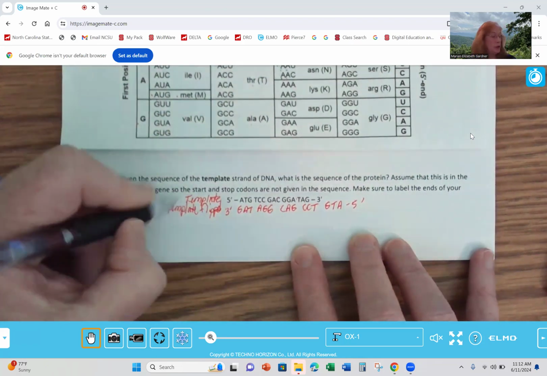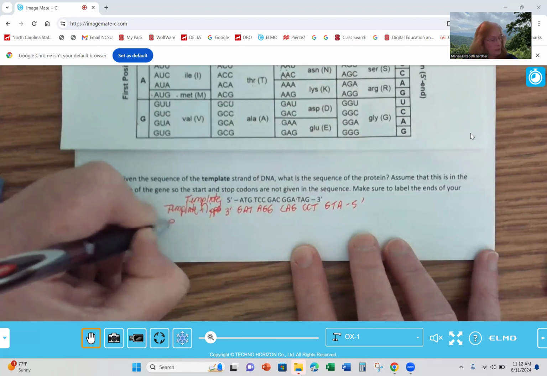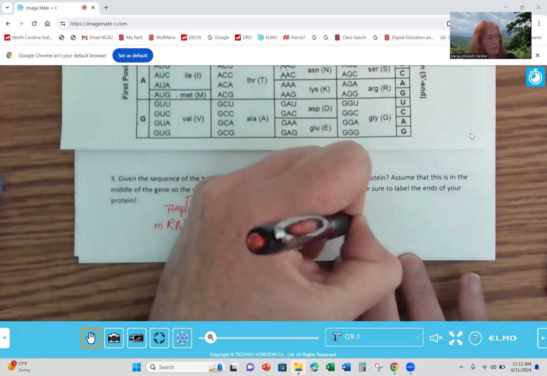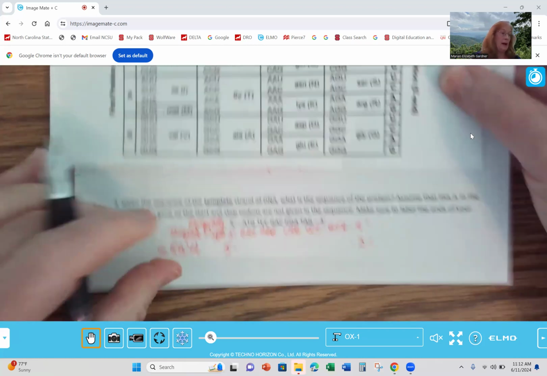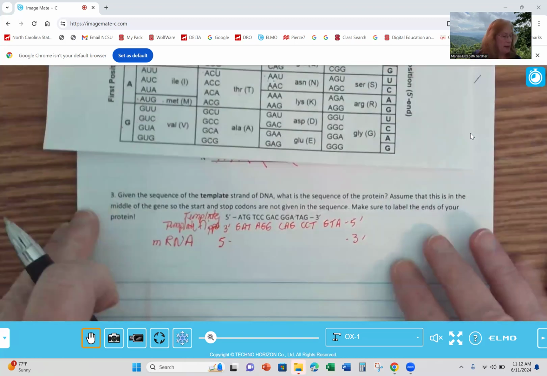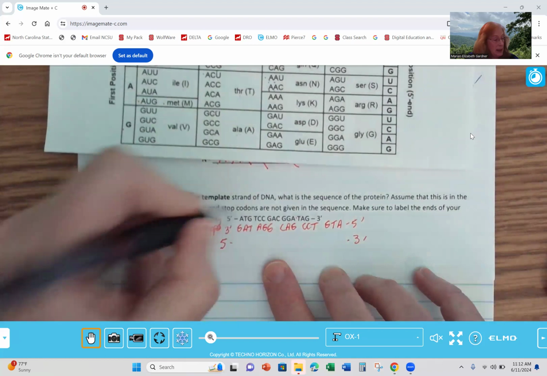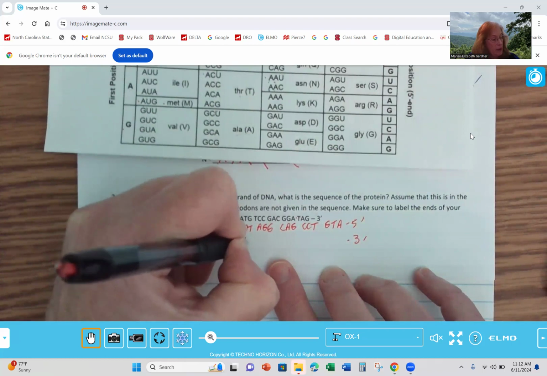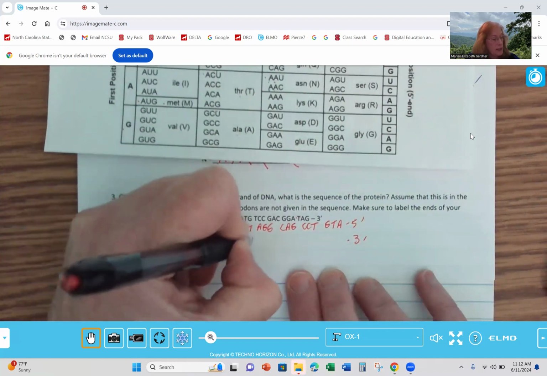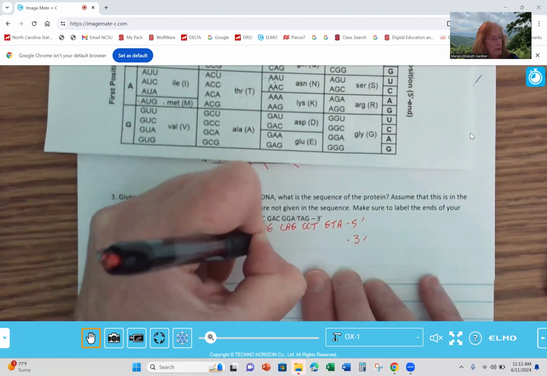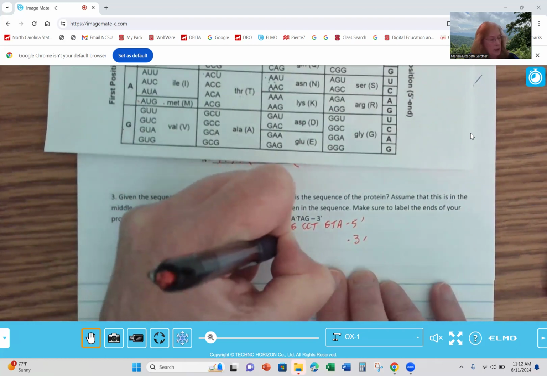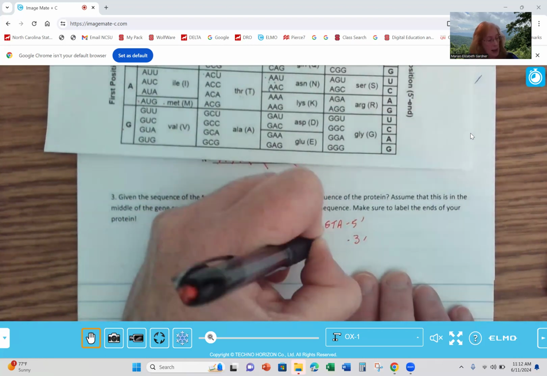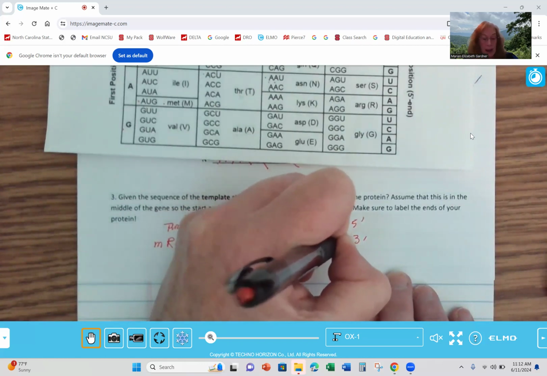Now, when I write my messenger RNA, my messenger RNA will read 5' to 3' in the direction that I'm used to going, which for me is left to right. So anti-parallel and complementary. Across from G, I would have C. Across from A, remember this is RNA, so it's U. Across from T is A. Then we have UCC, GUC, GGA, and CAU.